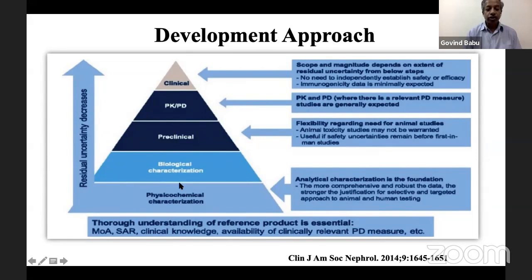So this is what happens for a very new drug that is being developed, and this is from the Clinical Journal of Nephrology way back in 2014. So very important events are these two steps.